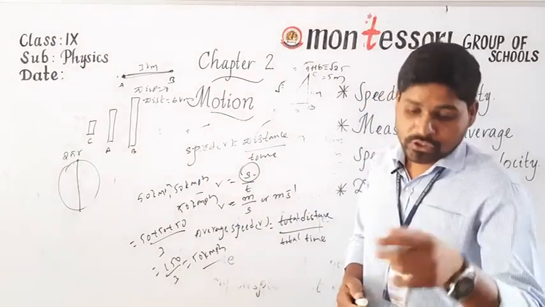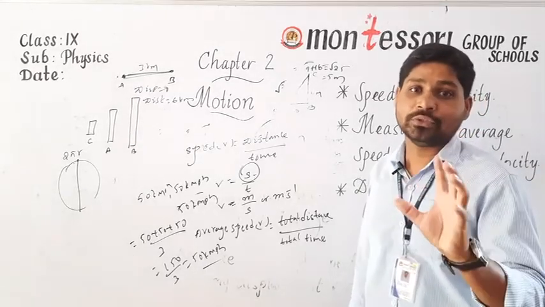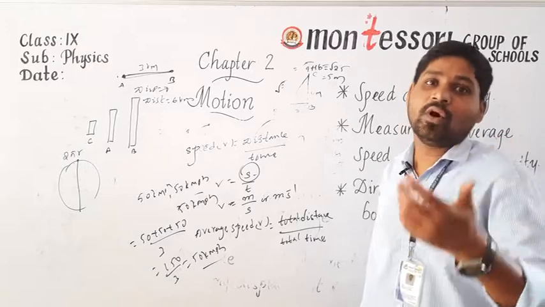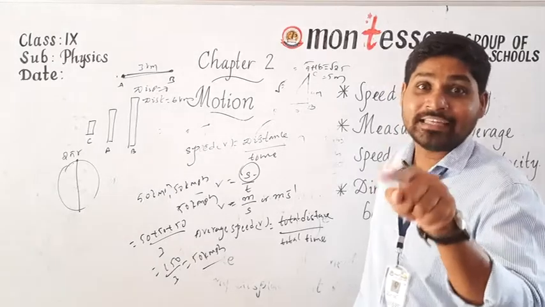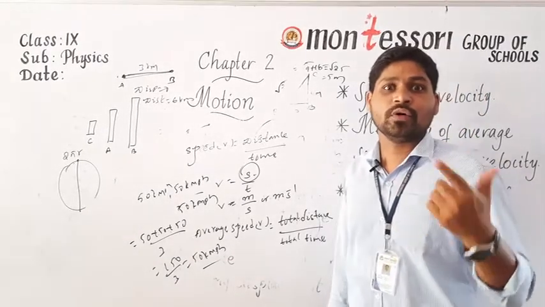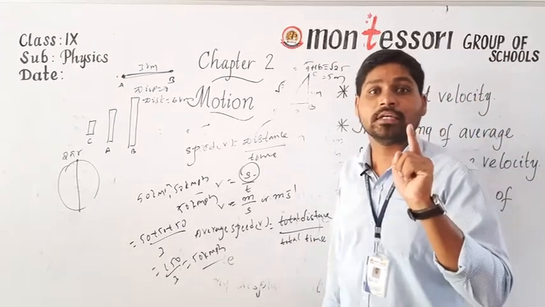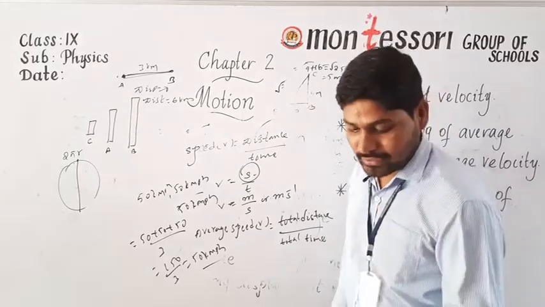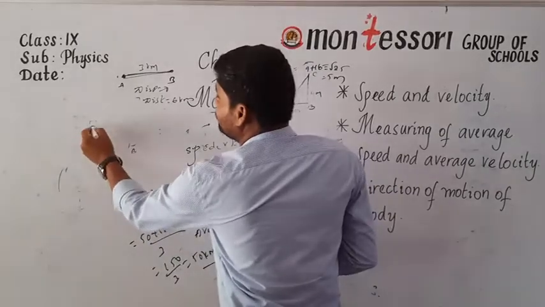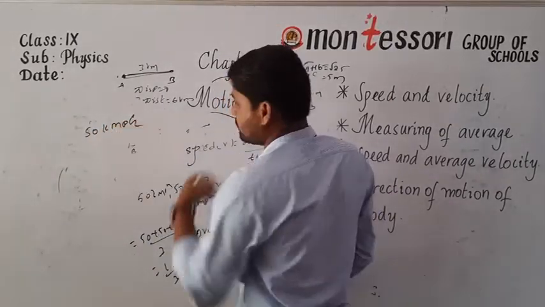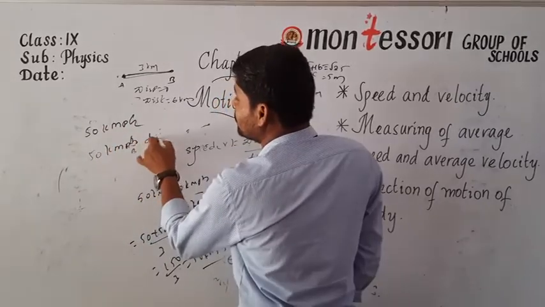Is it clear? So just now I told you speed is a scalar quantity because it has only magnitude. So we can say how fast the body is moving, but we cannot decide in which direction it is moving. In order to express the direction, we introduce one more physical quantity called velocity. Here velocity represents both magnitude and direction. I will give the best example here. For example, 50 kilometers per hour, and 50 kilometers per hour due east.